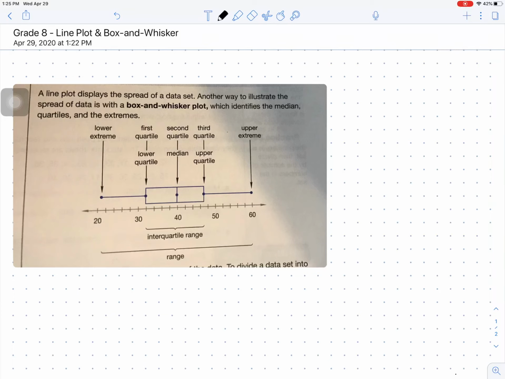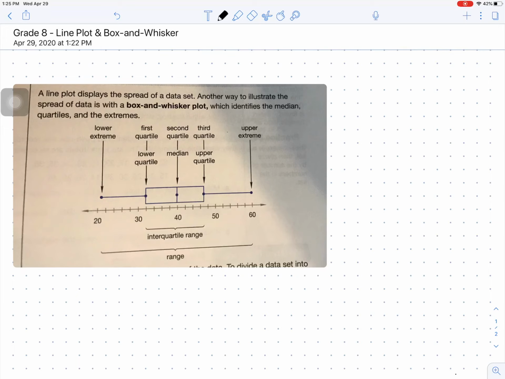All right, grade 8, we're going to be going through box and whiskers today, which is kind of fun. It sounds like some kind of cat food or kitty litter, maybe. I don't know. But we're going to learn about box and whisker plots.